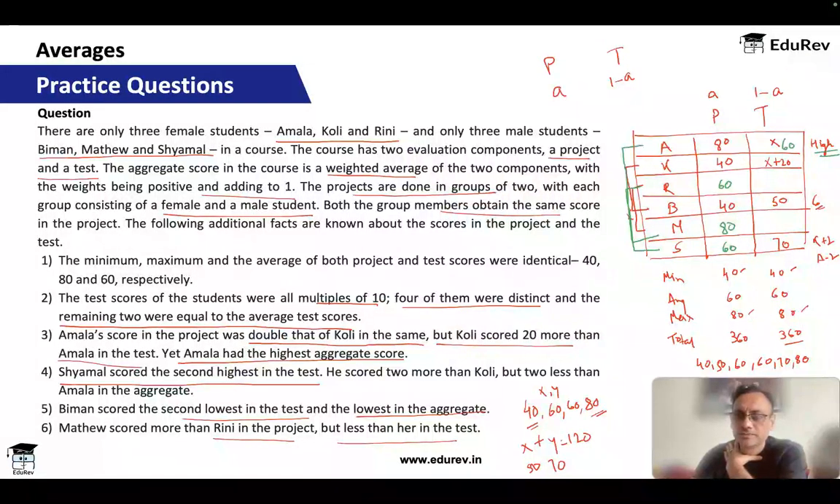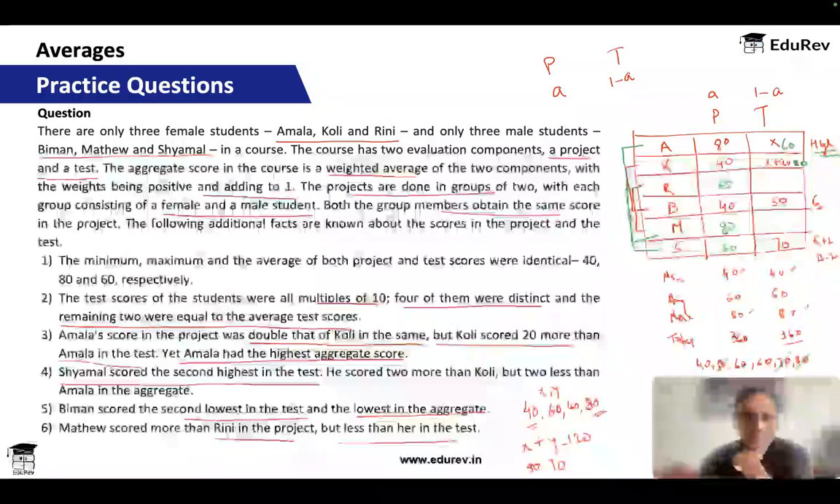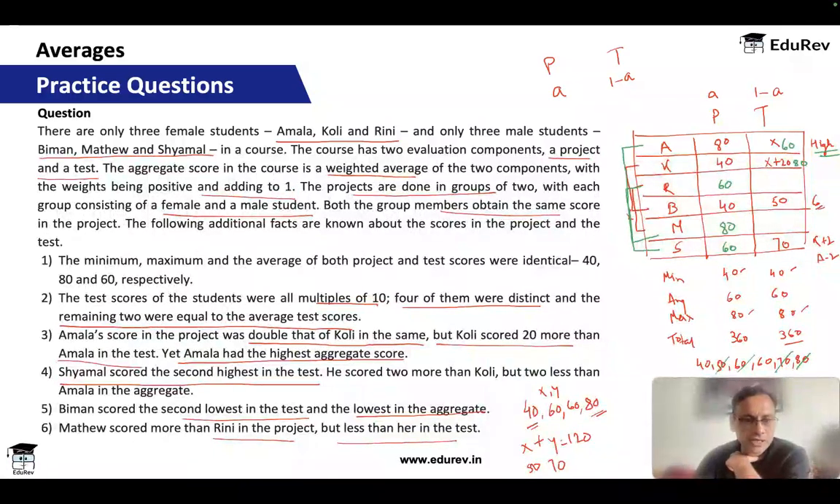So 60 here, 80 here. Okay, so 60 goes, 80 goes, 50 goes, 70 goes. Now I have a 40 and a 60 left. Then this data: Matthew scored more than Rini in the project but less than her in the test. So Matthew scored less than Rini in the test. So Rini will score 60 and Matthew will score 40. Let's say this is the logic.